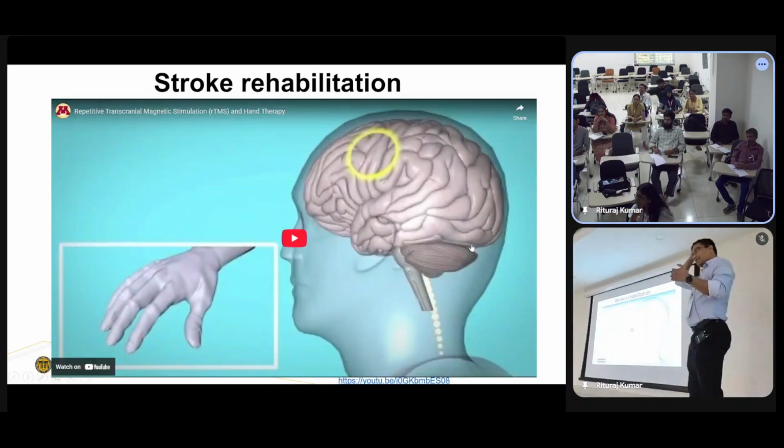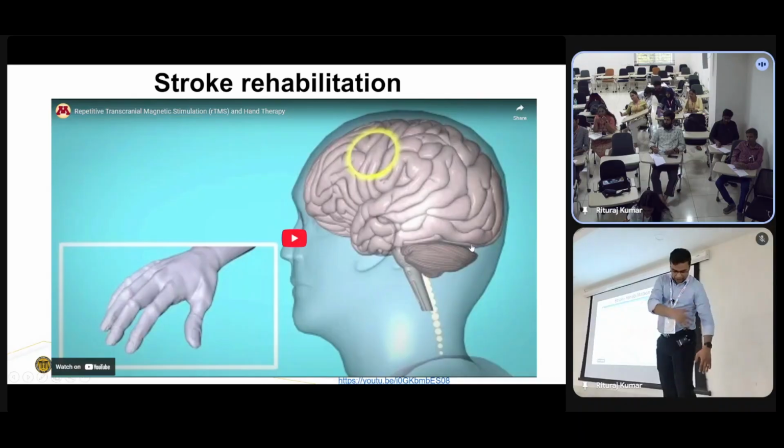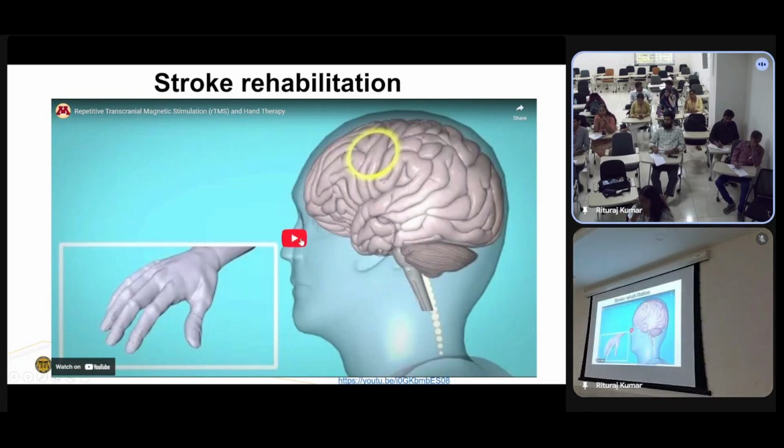Okay, so that's just showing how you go from one side to the other side. You can recruit finger to elbow to shoulder to leg on this side. Okay. Now, how it is used for treatment.